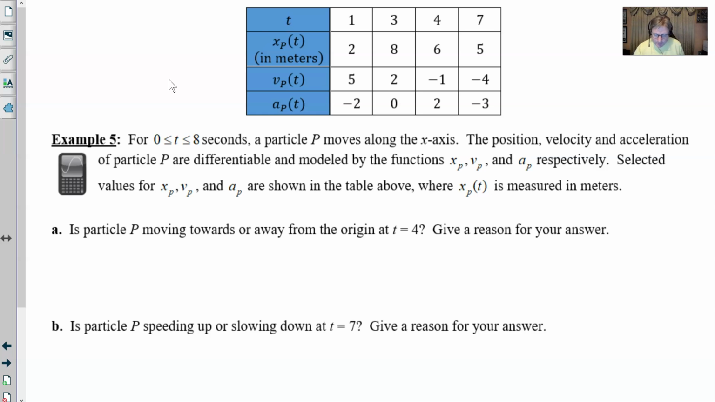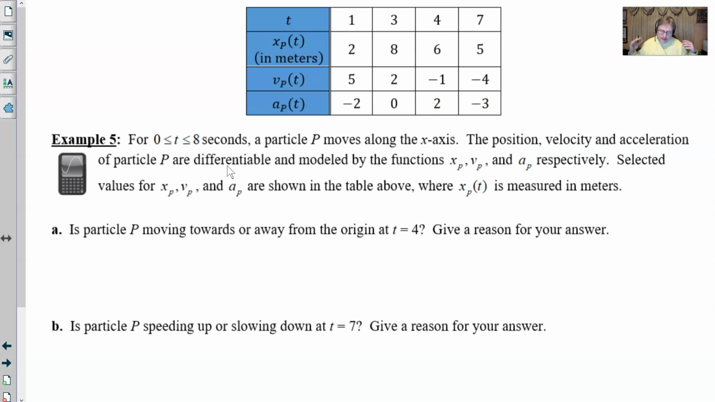Notice that you have a table with a lot of information. As I read through, it says for time interval 0 to 8 seconds, a particle P moves along the x-axis. The position, velocity, and acceleration of particle P are all differentiable and modeled by the functions x of p, v of p, and a of p, respectively. Selected values for x of p, v of p, and a of p are shown in the table, where x of p is measured in meters.